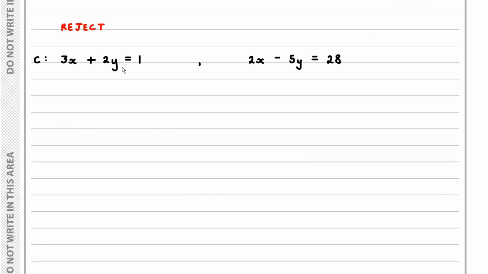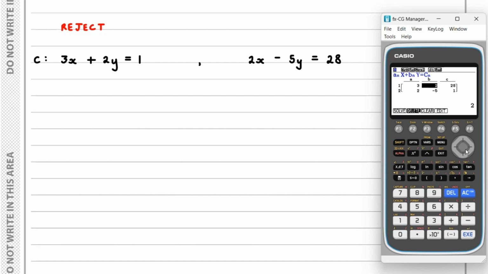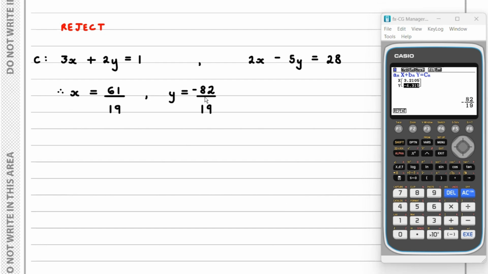Next, we have 3x plus 2y equals 1, 2x subtract 5y equals 28. And in this case, we find x to equal 61 over 19, y to equal negative 82 over 19. These are not positive integers, so we reject these.